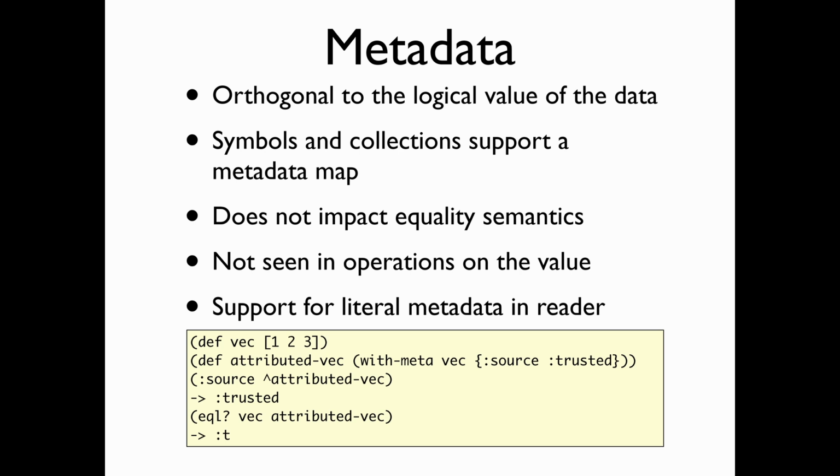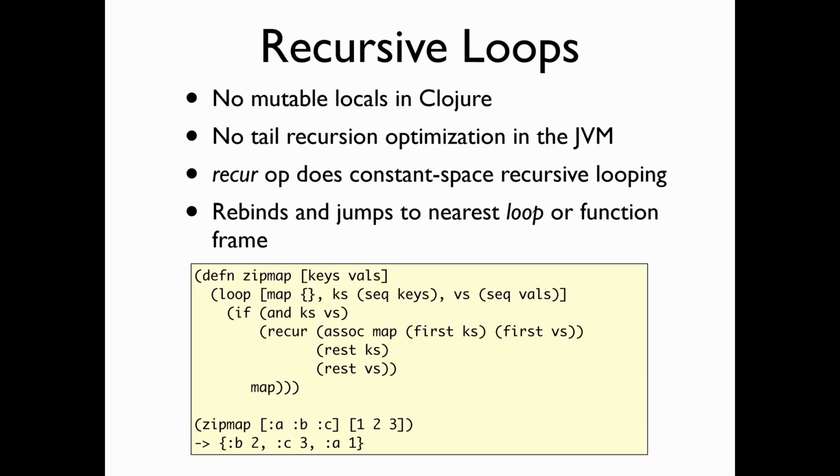Okay. So, looping. I have two problems in Clojure. One is I took away my mutable local variables. Like you've seen a bunch of lets. Those things that you let, you can't change later. There's no set of locals. You can't change locals. So I lose my counter ability in looping. The other problem is the JVM itself does not support tail recursion.